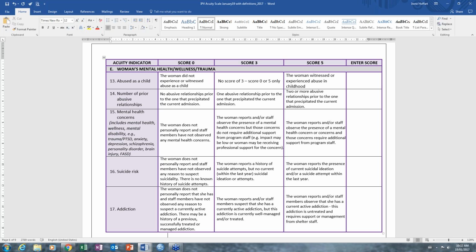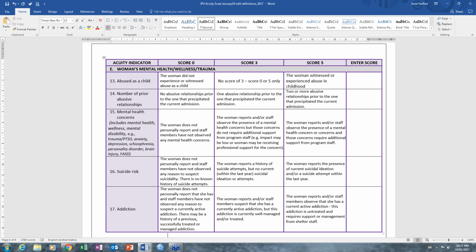Yeah. And there might be a history of previously successfully treated addiction, but there is no longer addiction in place. That's a score of 0. A score of 3 is there is some kind of addiction in place, but it's well managed or treated. And a score of 5 is there is addiction in place now, but it is untreated and it requires support or management from shelter staff. So staff have to do something to support women through this process. And in the case studies, it should be fairly clear with these women if they have addiction issues.